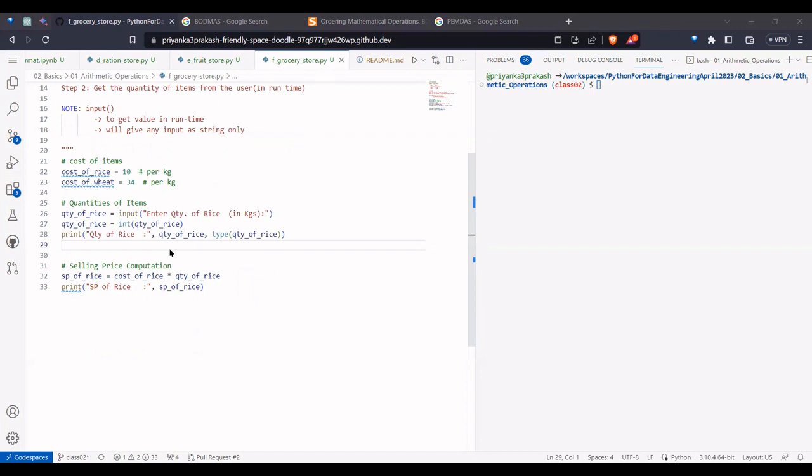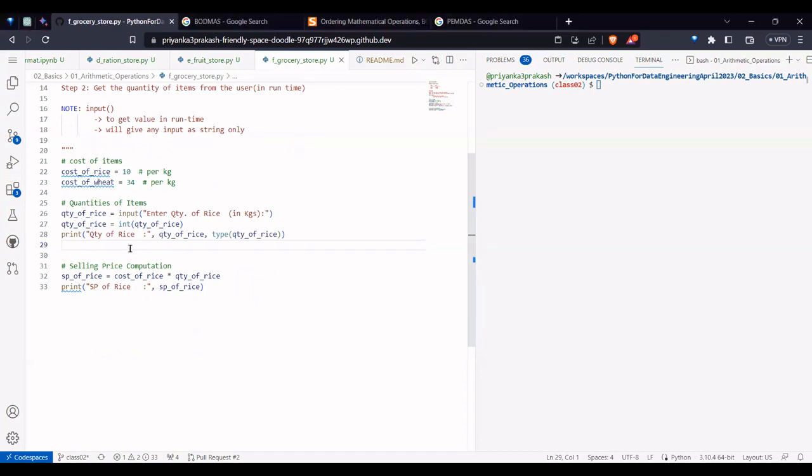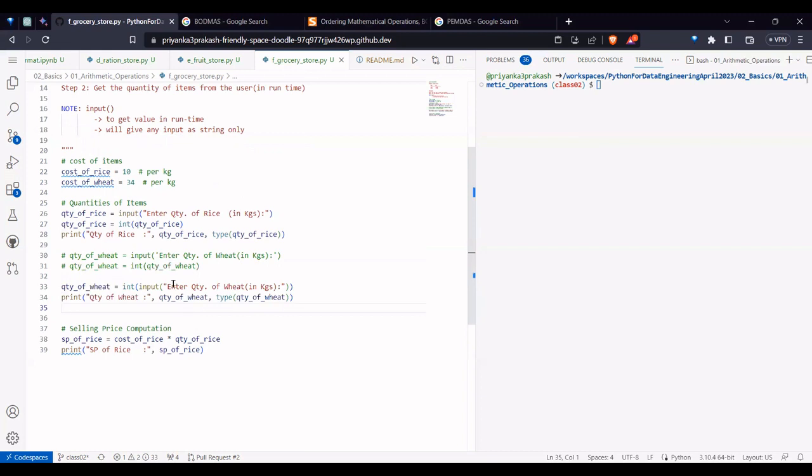In the same fashion, we can get the selling price of this. You see, instead of taking a value into one variable and in the next line converting to an integer, I am doing it all in one shot, taking the value and converting to integer. In real-time code, for anyone's code, if you see, it will be like this only.